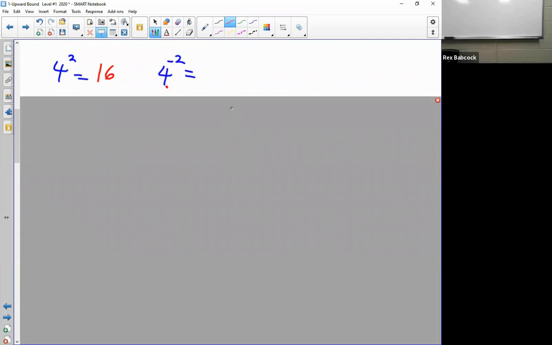But what's 4 to the negative 2? You can do it with or without a calculator. It's flipped. It's still 16, but it is 1/16.